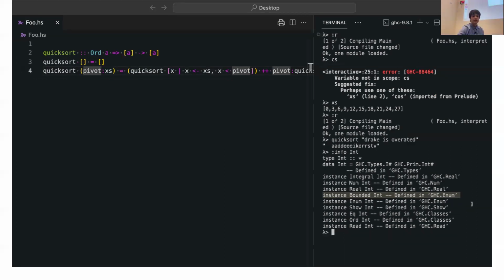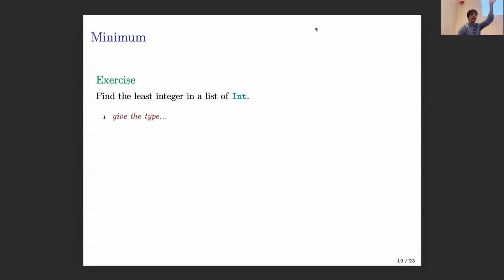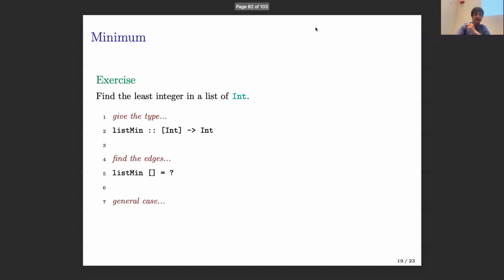Okay. So I'm saying, let's look at a finite list of numbers, ordered numbers. What is the edge? Well, what's the type here at least? I'm trying to find the minimum number in a list of integers. So, sorry, you were right. It's a list of integers and I give back an integer. Okay, so the edge case in this case would be the empty list. We don't yet know what it should be, but the general case is easy, x cons xs.